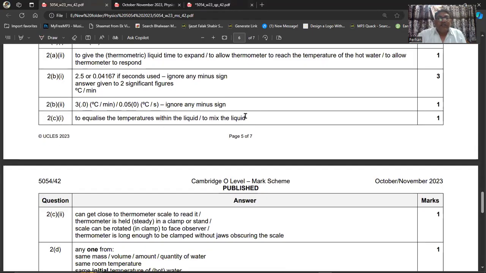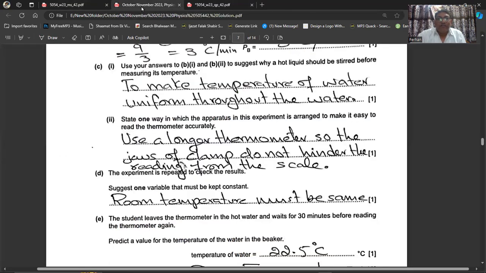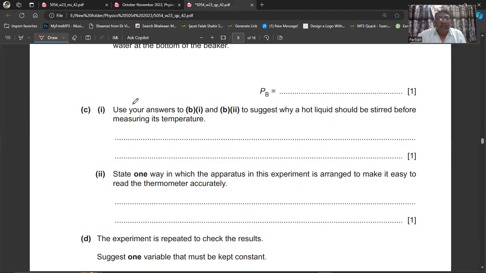You can see this is the marking scheme. This is what the marking scheme has to say. You can pause the video and take your time to read this marking scheme. Then we have, sorry, this is the C second part.